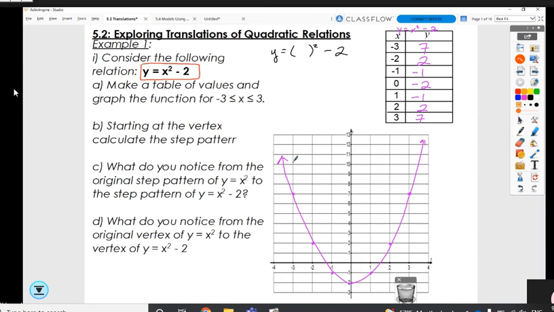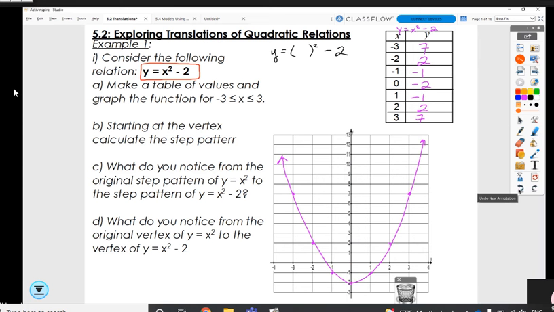What do you notice? If we're going to compare this to y equals x squared, what do you notice? It's not 0, 0. In fact, if you were to explain this to a younger sibling, or to a kid in grade 4, what would you say about the vertex? It went down 2 spots. 1, 2, right? That's all that happened to the vertex.